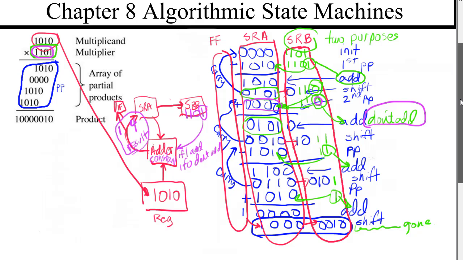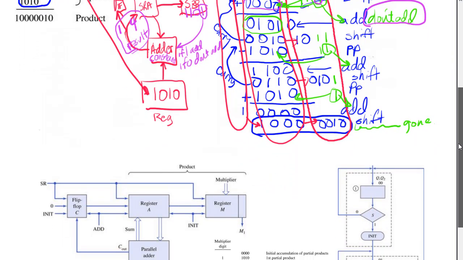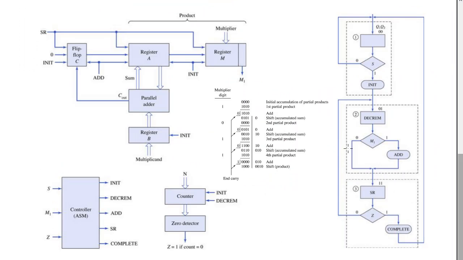Okay, so let's look at a more detailed version of this. You can see the two registers, you can see the flip-flop, you can see the parallel adder, you can see this rightmost bit. It's the algorithmic state machine that controls whether we shift right or not. So we're getting into the role of the algorithmic state machine, trying to tie all these pieces together. These shift registers and the flip-flop.